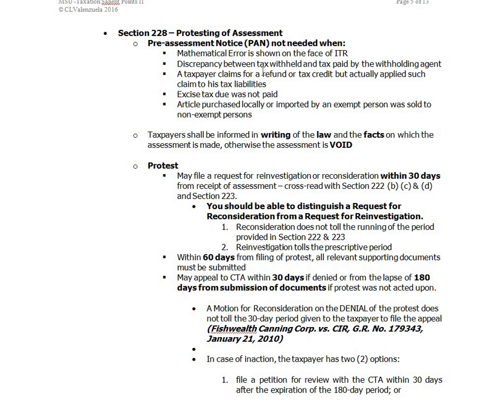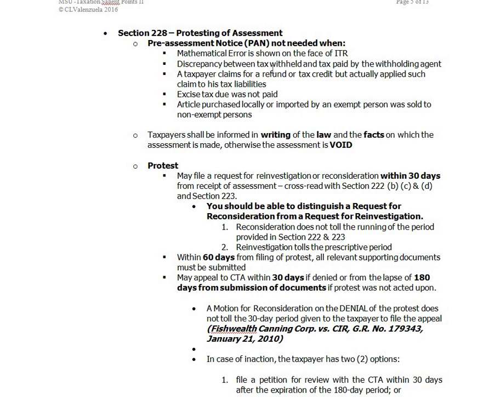Now, after the BIR finishes the examination or the tax audit, then they will issue a preliminary or pre-assessment notice detailing all the findings, the violations of the revenue regulations or the law.